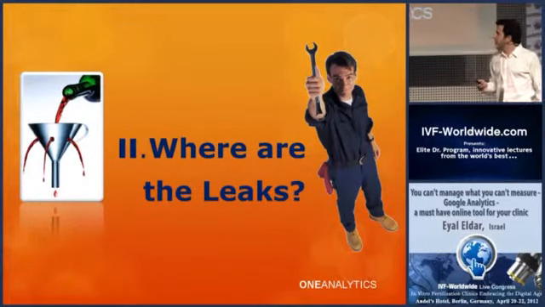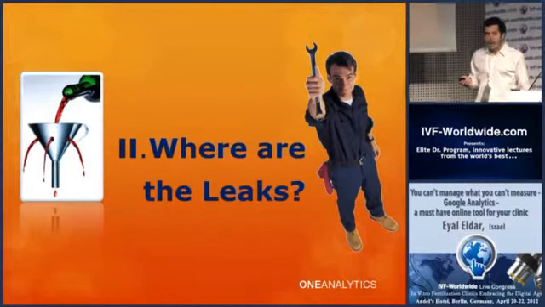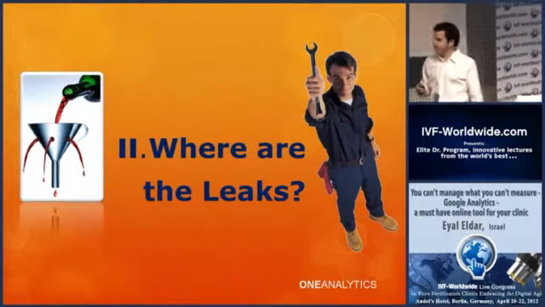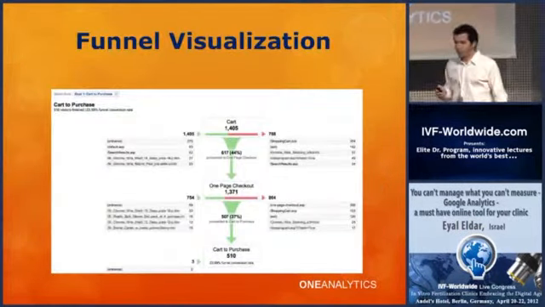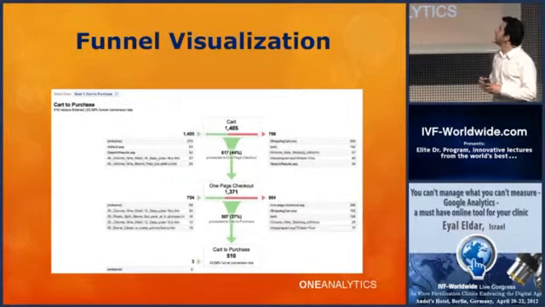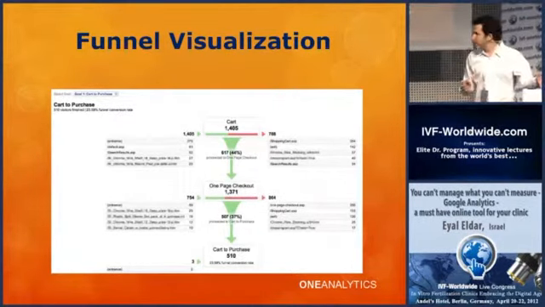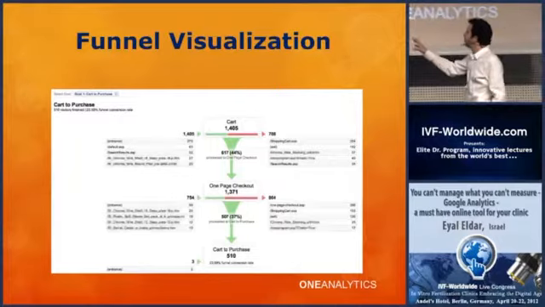Second question, where are the leaks? What are the weak links in my website? And how to improve them, how to fix them. So I'm going to show you 2 reports regarding this. The first one, this is a very important report. This is the funnel visualization report. Okay? So what is a funnel? We said that websites have goals. That is the bottom of the funnel.